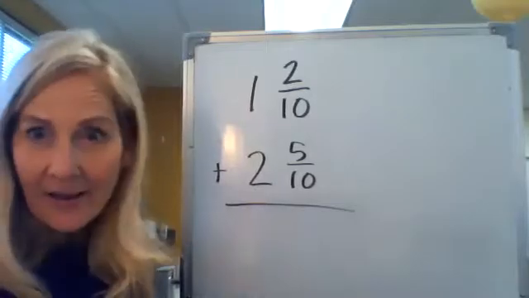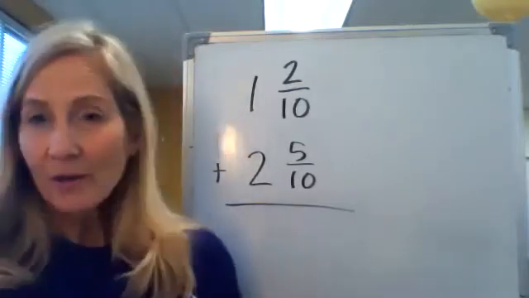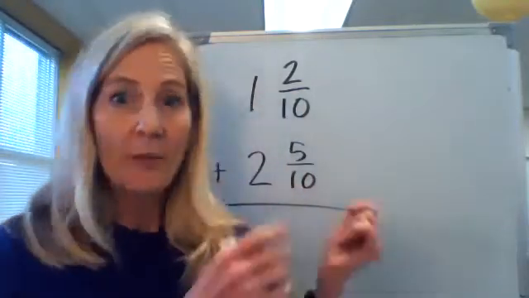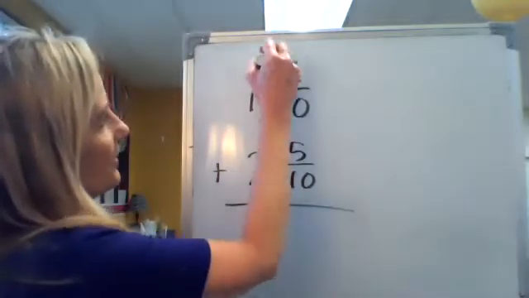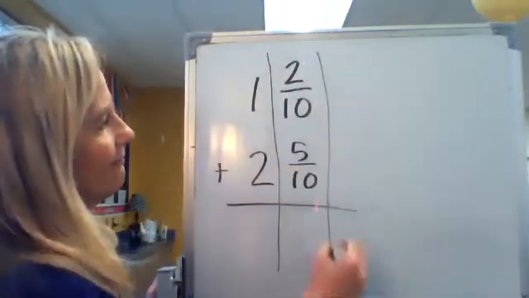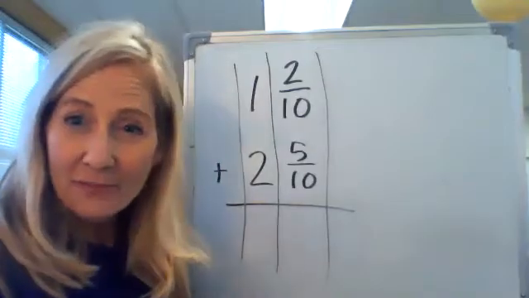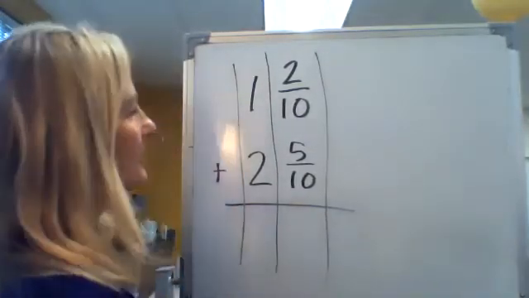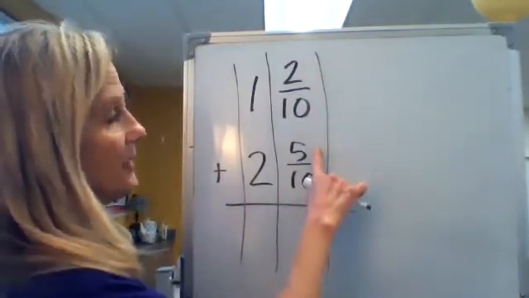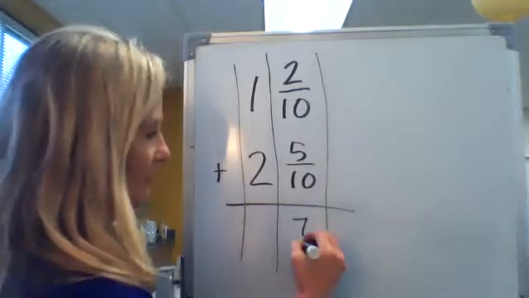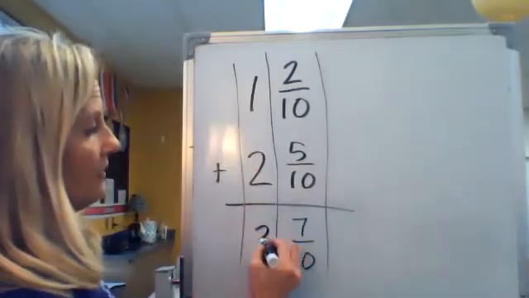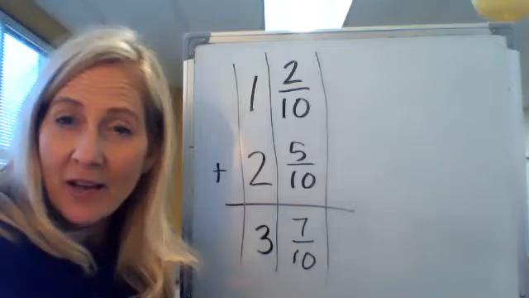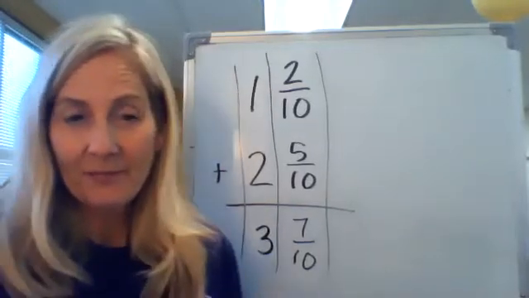All right, so when we're adding mixed numbers, we're used to having a ones column, a tens column, a hundreds column, and all that, and starting with the ones. But now I want you to think about the fact that there's a fractional column. That's where we're going to start. 2/10 plus 5/10 is 7/10. 1 whole plus 2 wholes, 3 wholes. You're done. That's all there is to it.